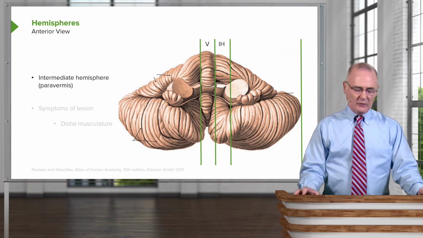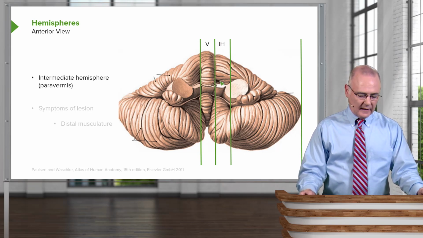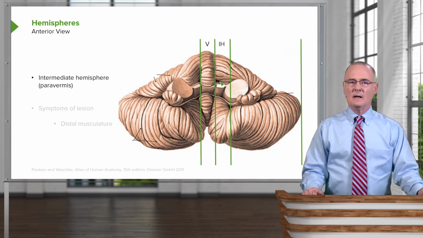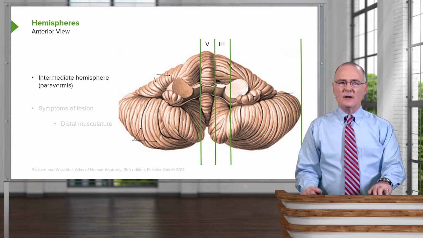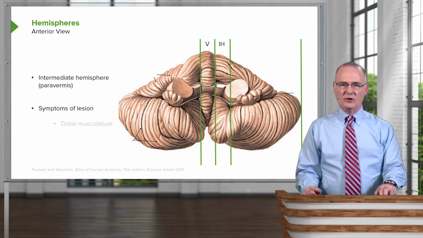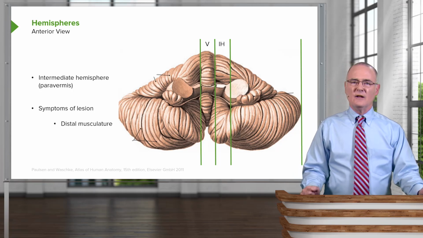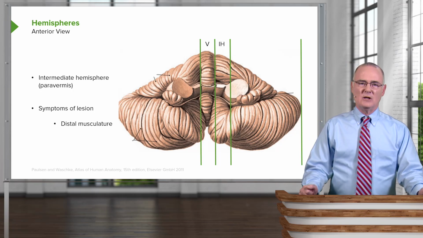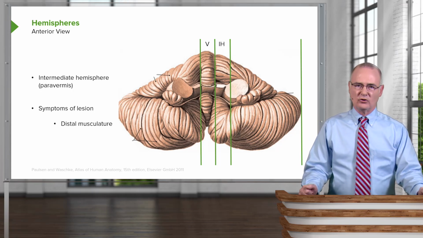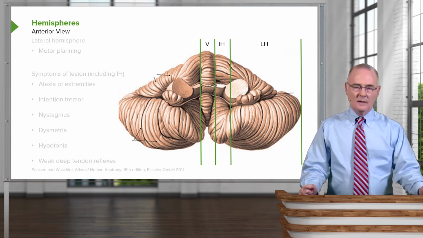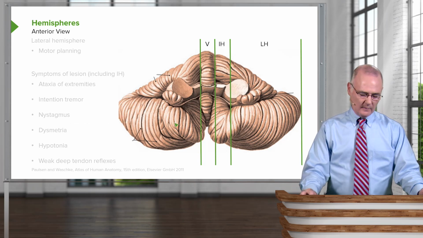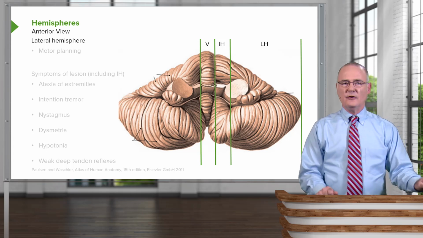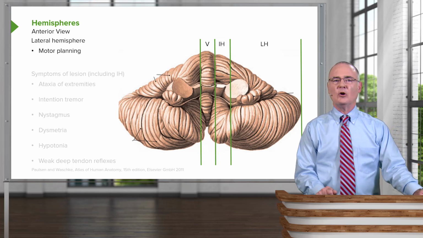The intermediate hemisphere is just lateral to the vermal hemisphere. This is also termed the paravermis. It's going to control distal musculature, and if there is a lesion of this area, then you'll have an inhibition of your distal musculature control. The largest hemisphere is the lateral hemisphere, and we see it running between these 2 green lines. This is involved in motor planning.